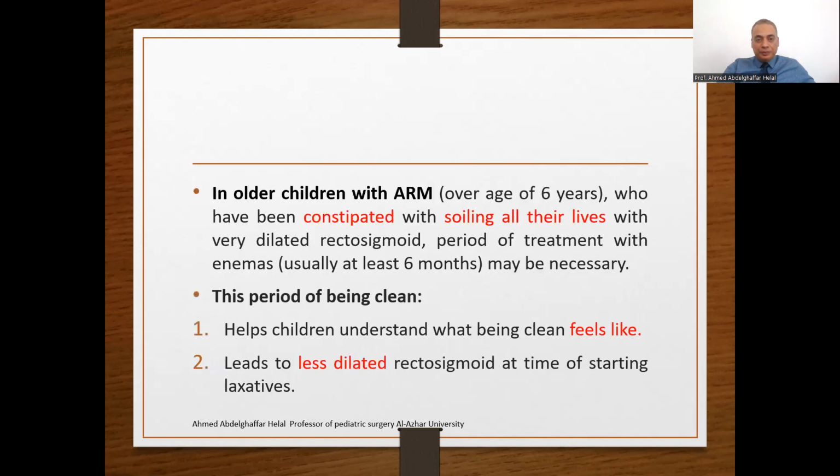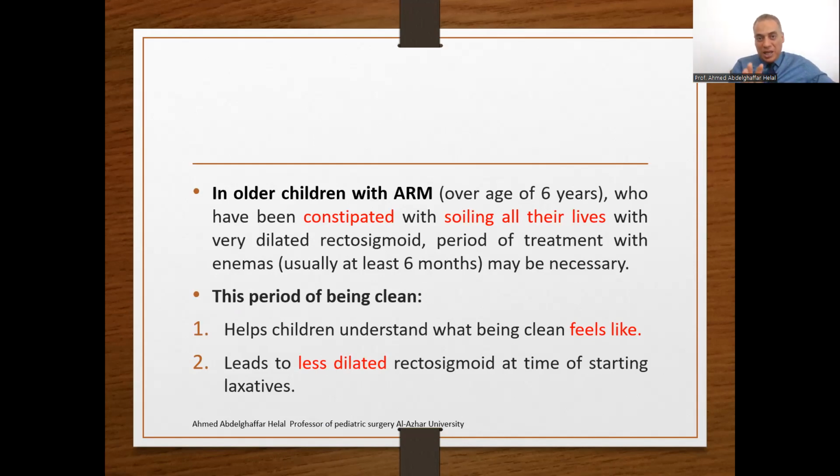laxative to act. In some older children with anorectal malformation over the age of 6 years, who have been constipated and soiling all their lives with a very dilated rectosigmoid, a period of treatment with enemas, usually at least 6 months, may be necessary. Number one, this period of being clean helps the children understand what being clean feels like. Number two, it leads to a less dilated rectosigmoid at the time of starting laxative.